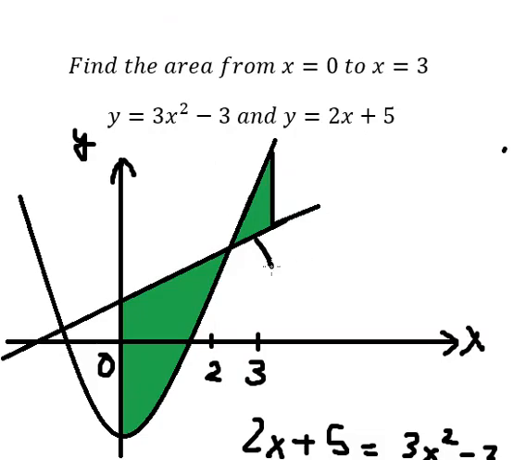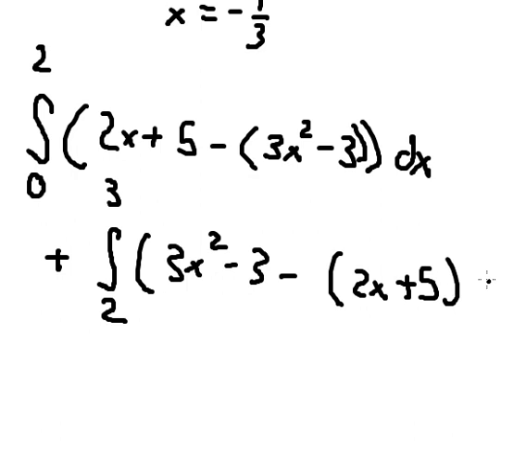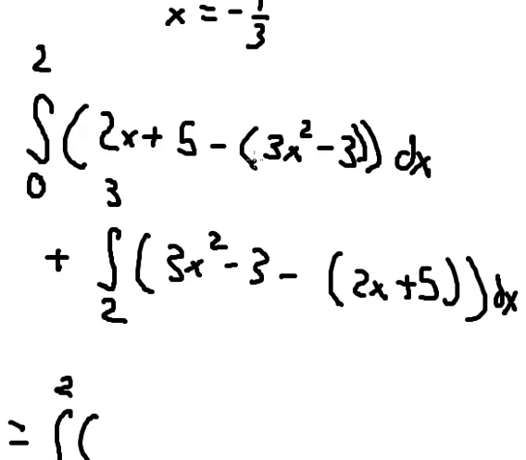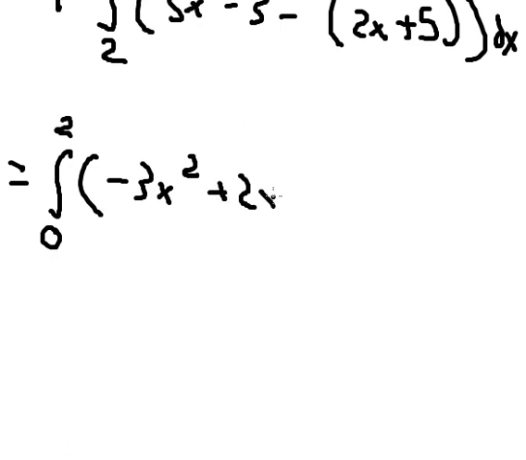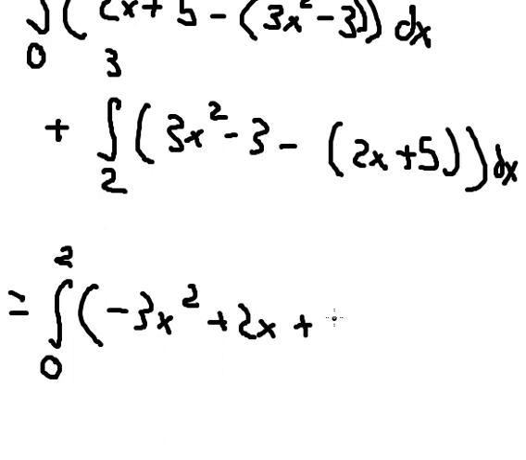This one, that is the lower function. This one, that is the upper function. So that we put like this. Now we simplify this one. So this one, we have negative 3x squared. 2x we put in here. 5 minus negative 3, we have positive 8.